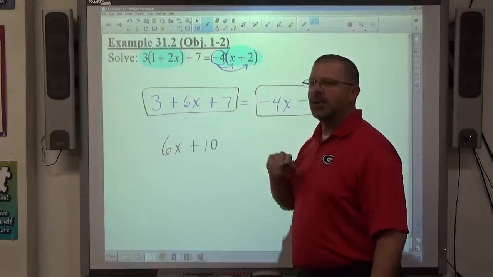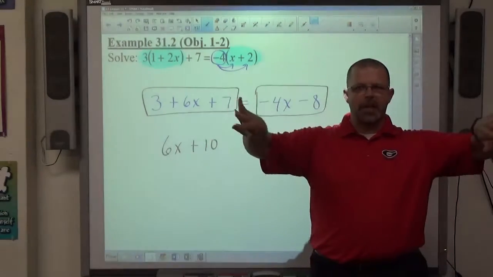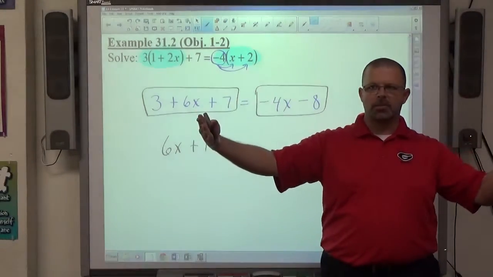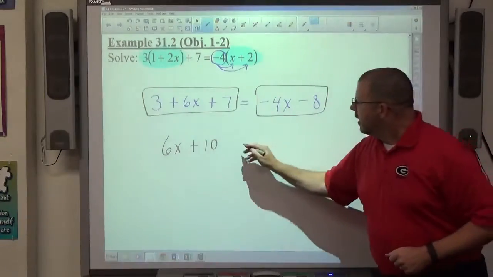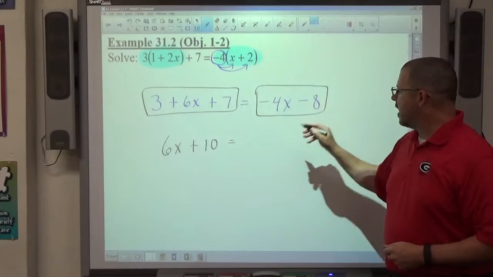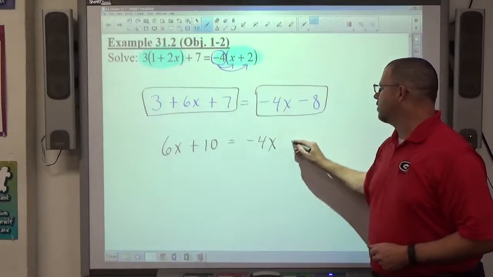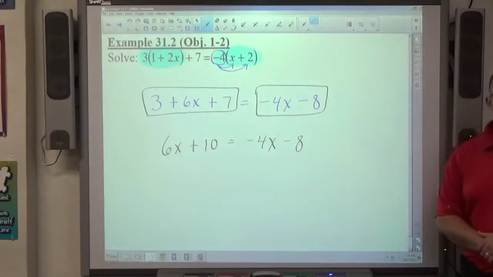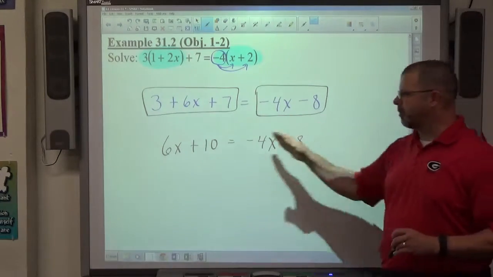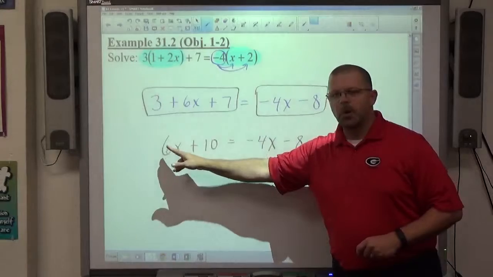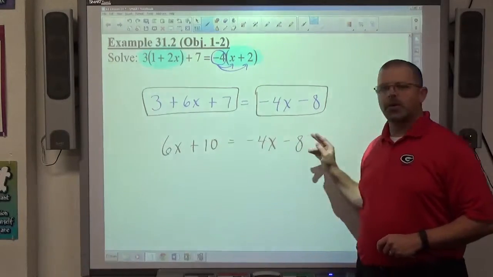I'm adding these because the signs are the same. It doesn't matter that they're separated by that 6x. Positive 3 and positive 7 are like terms with the same sign, so they add together. On this side, this has an x, that doesn't, so there are no like terms in that case. So that's all step 2 is, combine like terms. After step 2, every problem should look pretty much like this. At most, a letter and a number equals a letter and a number.